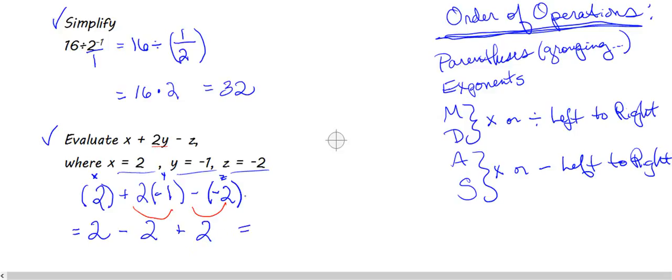And then, of course, add and subtract from left to right. So we have 2 minus 2, 0. And then 0 plus 2. So finally, you get a 2.